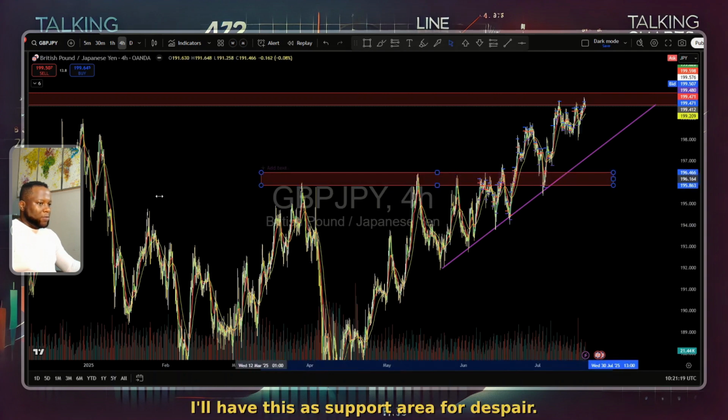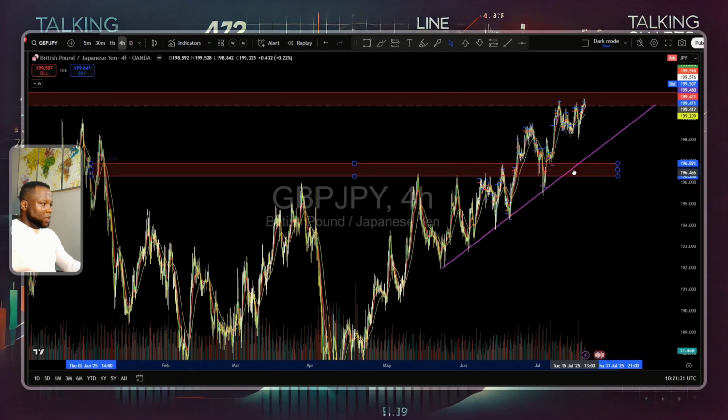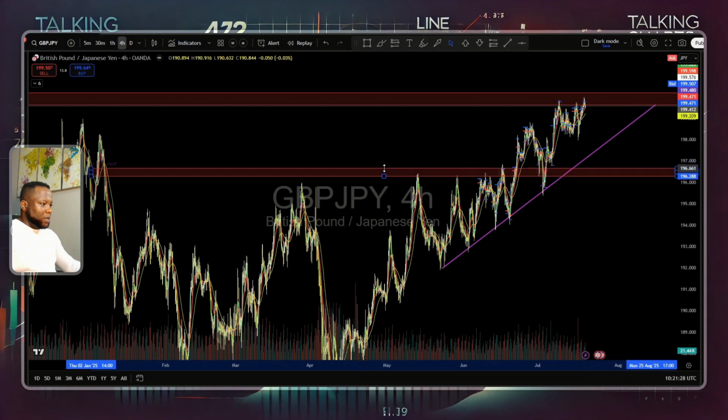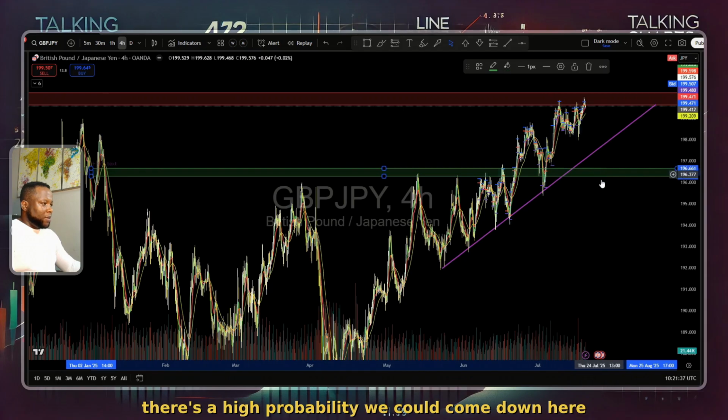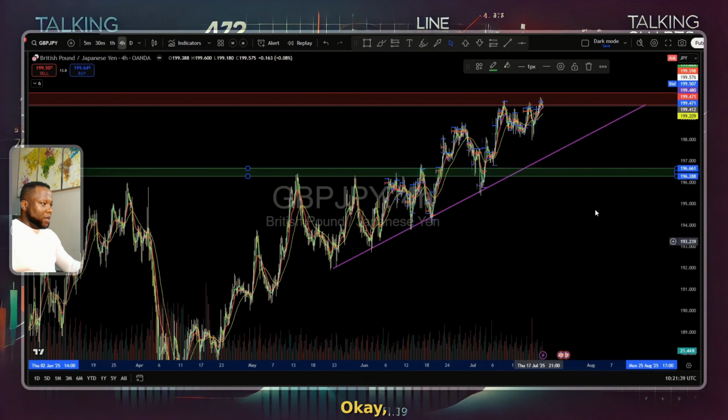Okay, I'll have this as a support area for this pair. Take a little bit up here, 196.89 to 195. All right, for the upcoming week, will the price come down to this area? I'm not very sure. But as long as this resistance is holding, there's a high probability we could come down here to retest this support area, okay?